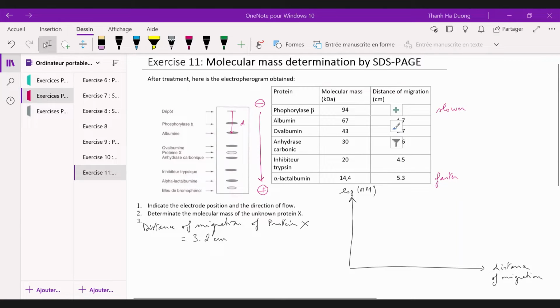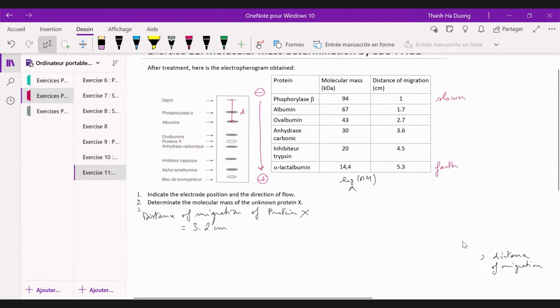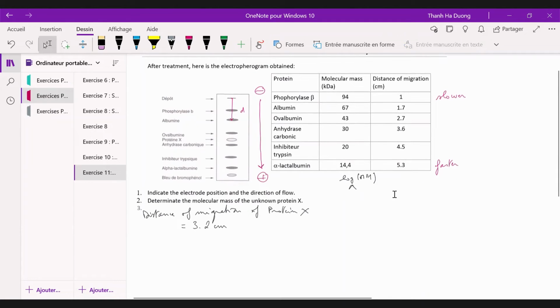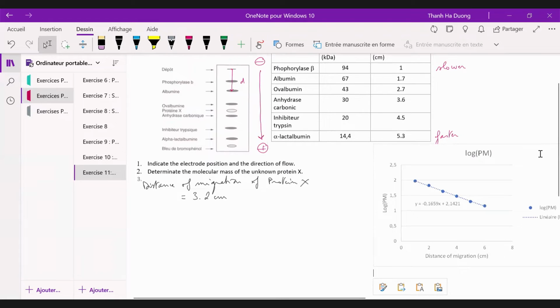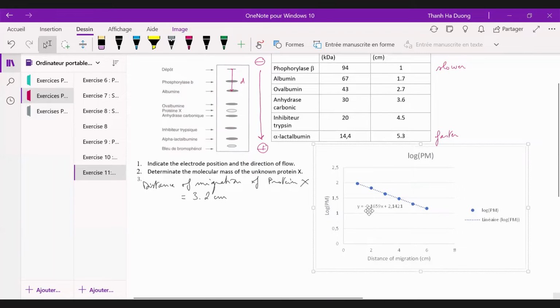So if we plot this, let's plot properly. Okay. So normally you should find a line, okay, with this equation, and you should find the molecular mass.